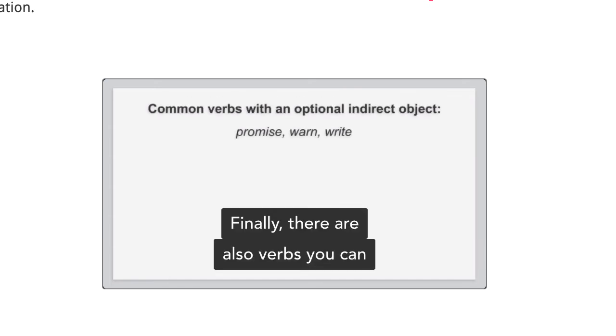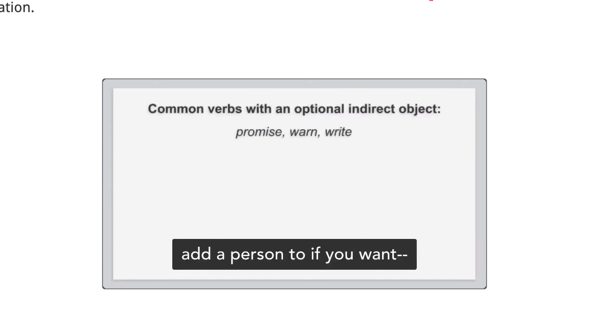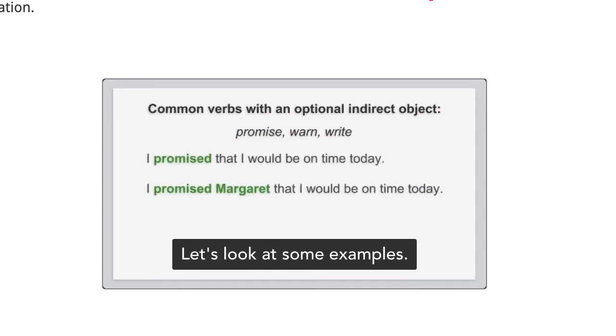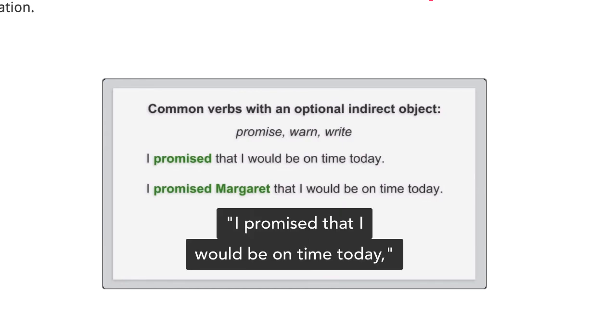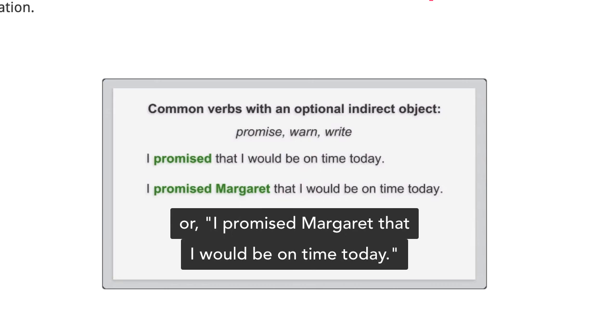Finally, there are also verbs you can add a person to if you want. Promise, warn, write. Let's look at some examples. I promised that I would be on time today. Or, I promised Margaret that I would be on time today.